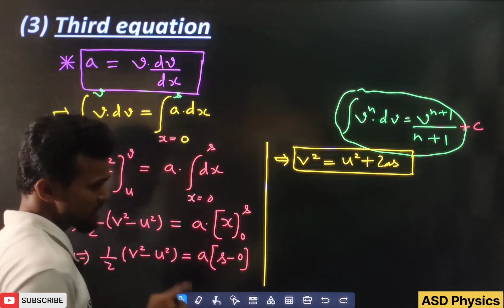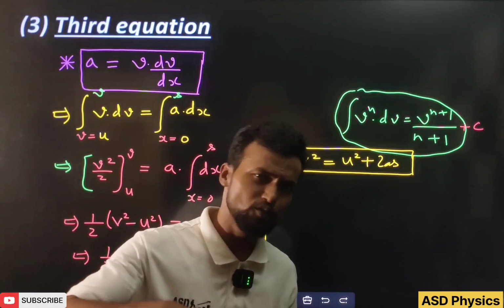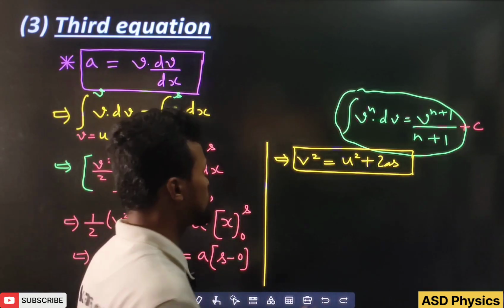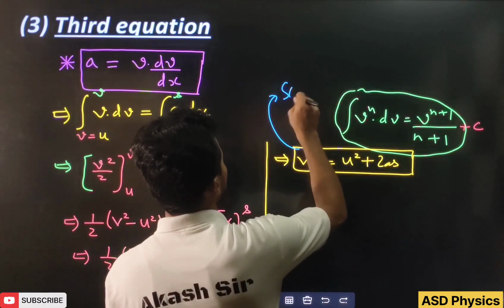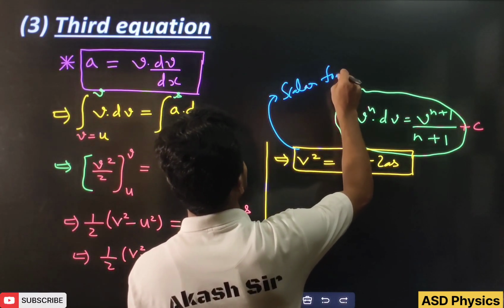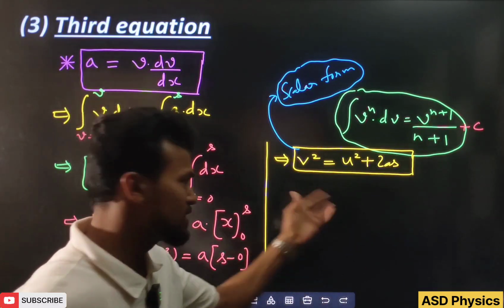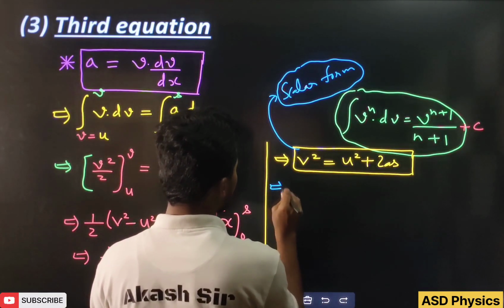Remember that especially the first equation and second equation we used to write in vector form, but the third equation is always in scalar form. Third equation, in which form? It is scalar form here. Two equations are vector, but the third one is scalar, because the dot product of vectors is a scalar.